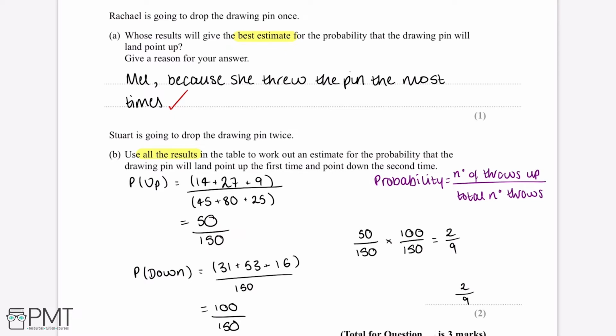Now this question's worth 2 marks. We'll get our first mark for working out the probability the pin will land point up and also point down. And we'll get our second mark for the correct answer.